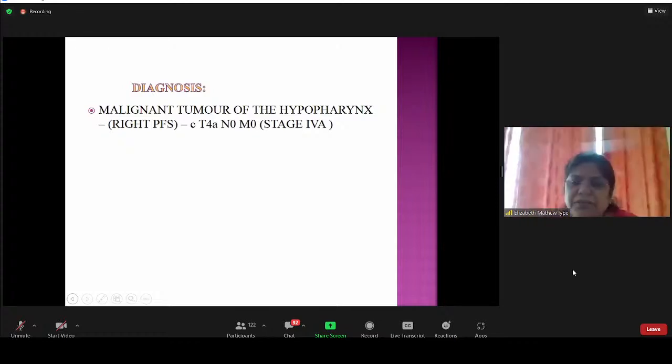Yes, T4 or advanced hypopharyngeal cancers, or extensive nodal disease, or lower level nodal disease, PET scan is indicated to rule out other mets and second primaries. Yes.